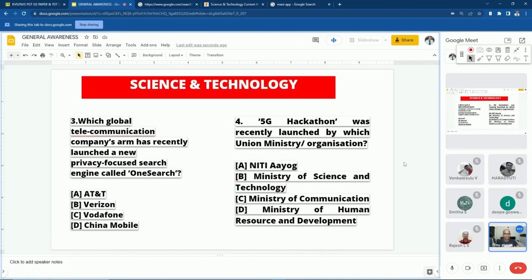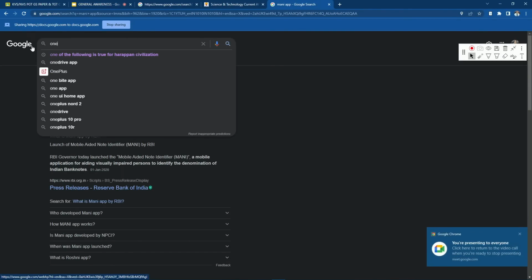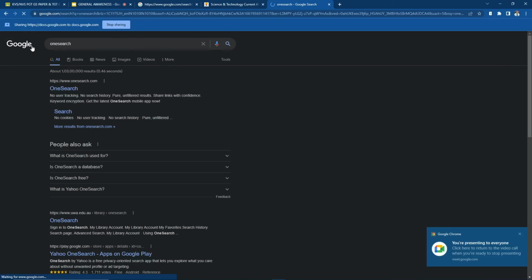Okay, next. Third question. Smita ma'am. Yes, sir. Which global telecommunication company's arm has recently launched a new privacy-focused search engine called OneSearch? AT&T, Verizon, Vodafone, China Mobile. Like Google Chrome, they have launched OneSearch. You can Google in search for OneSearch.